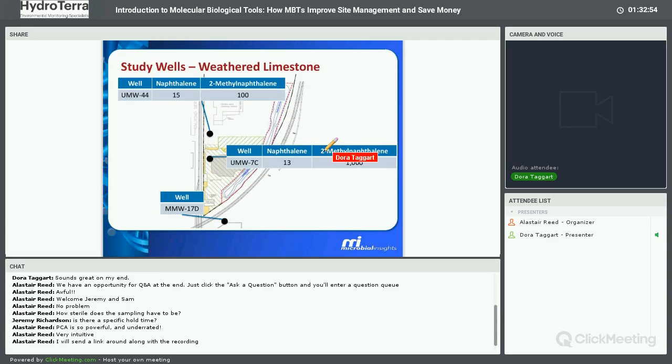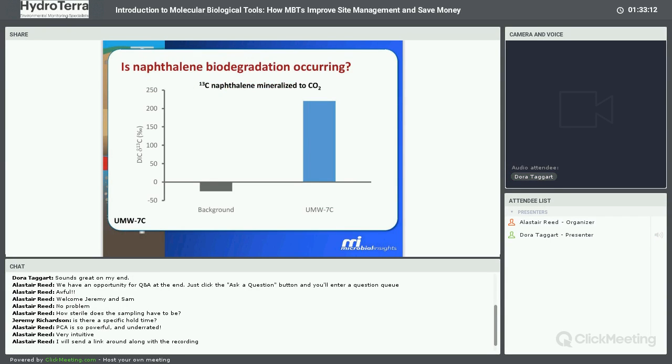And first I want to draw your attention to well 7C here. This is our source area location, and it's really what I'm going to focus on for the talk today. We also have a down gradient location, and we're going to look at some QuantArray results on that. And then a background location here, 17D. Due to time today, I'm just going to show you a little snippet of the data from the study. I'm happy to talk to anyone about it offline if you would like more information.